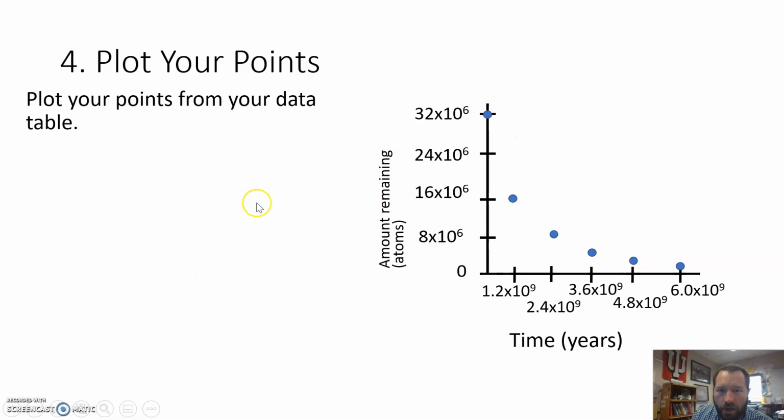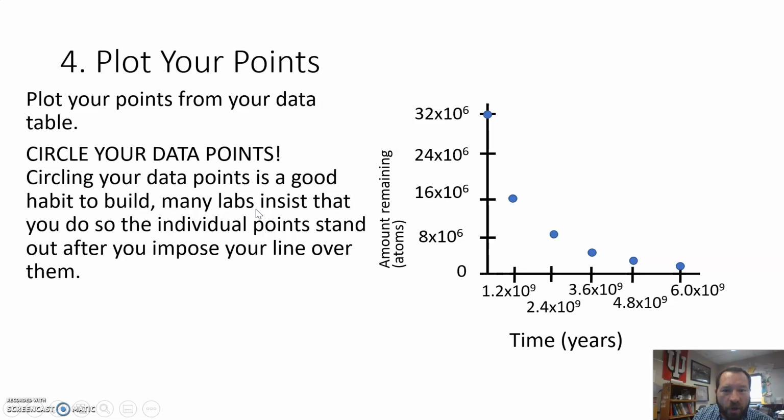Next thing, this is going to take a little habit forming. It's a good habit to form, though. Circle your data points. When you get to higher level labs, they insist that you do this. The reason being that when you go ahead and plot your line through it, a lot of times your actual data points get covered up by the line. You can't see them. So circle them. They stand out a lot better. So go ahead and build that habit now. There's my circled data points.